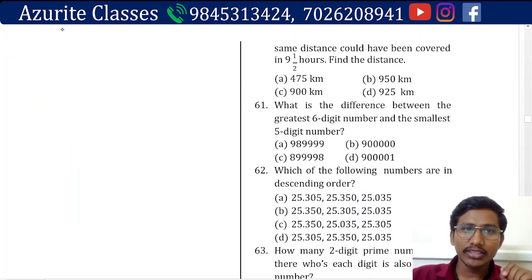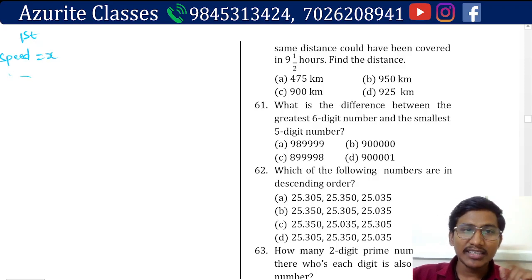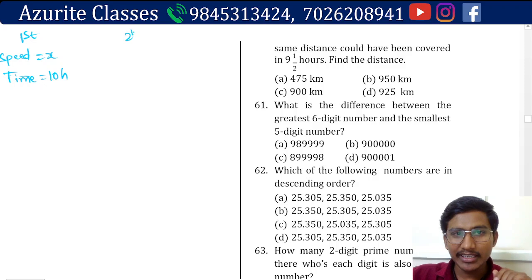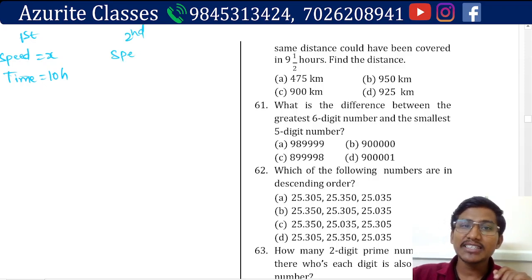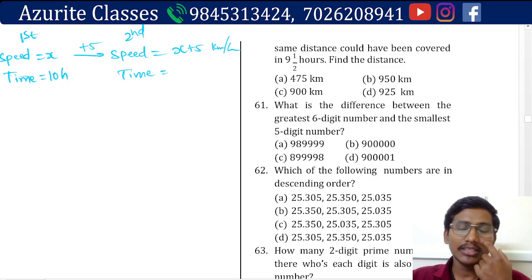So what are they telling? The first time, the speed we don't know, so we'll take the speed as x, and the time they are telling is 10 hours. The second time, they are telling the speed is increased by how much? 5. So we have to add 5, right? So it will be x plus 5 kilometers per hour, and the time will be 9.5 hours.